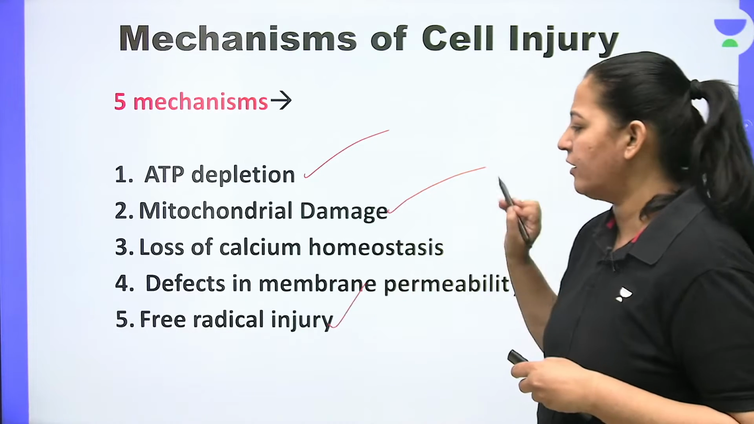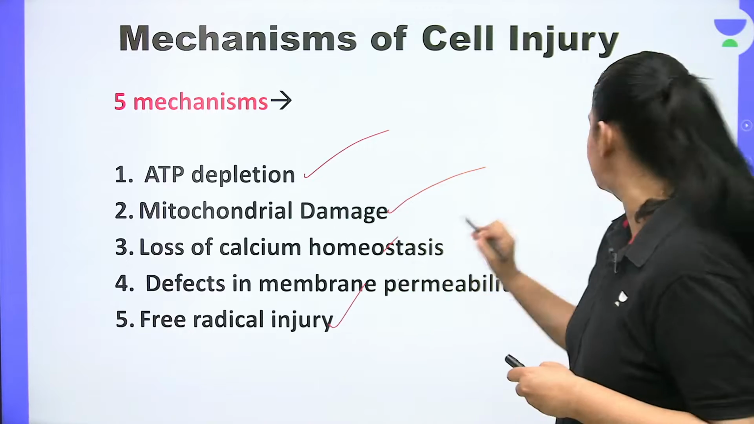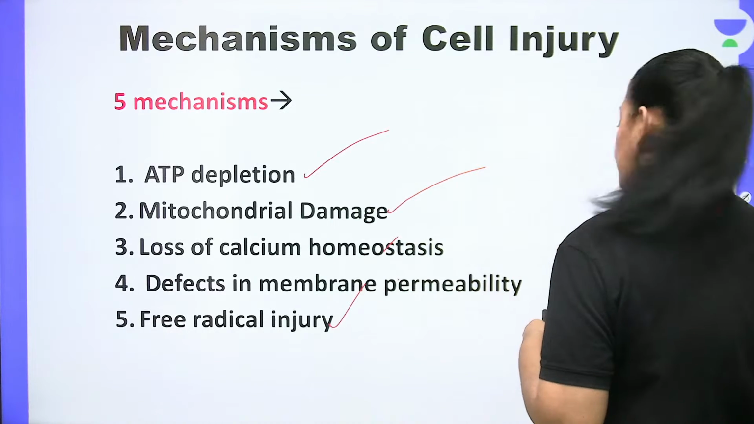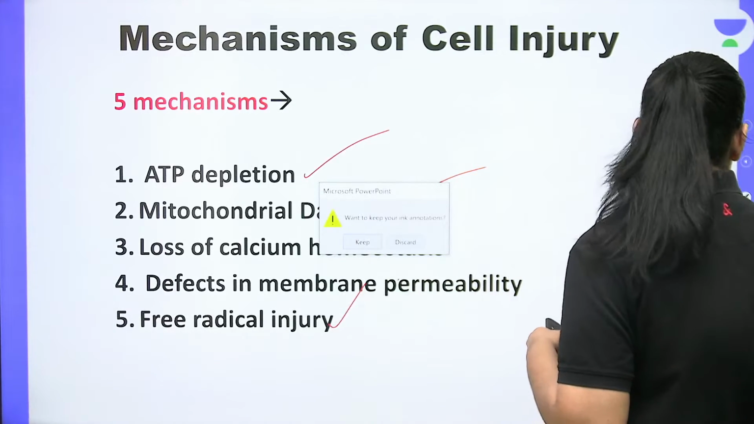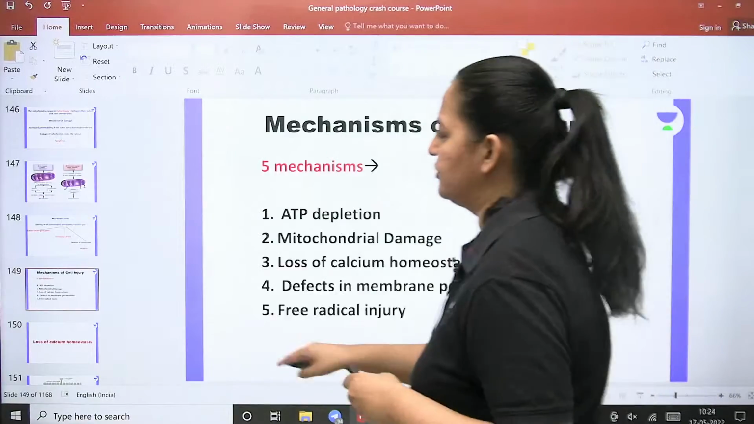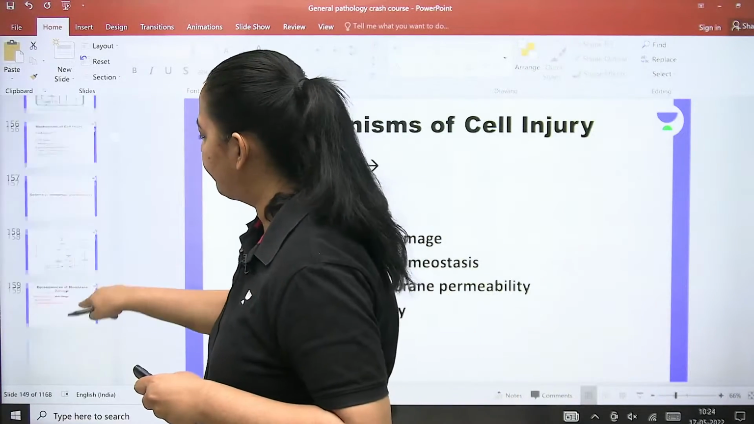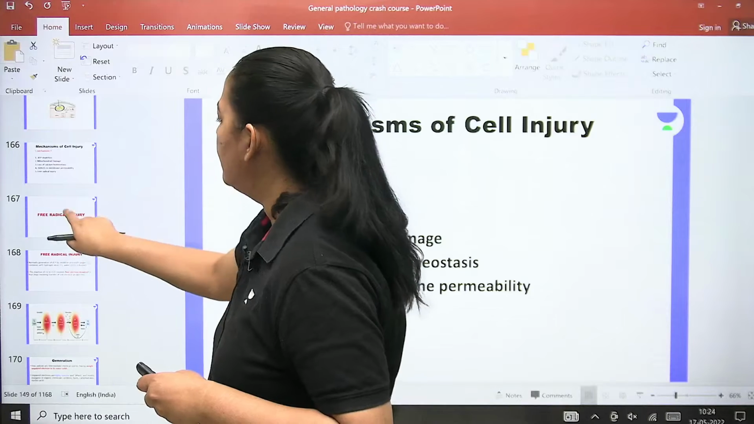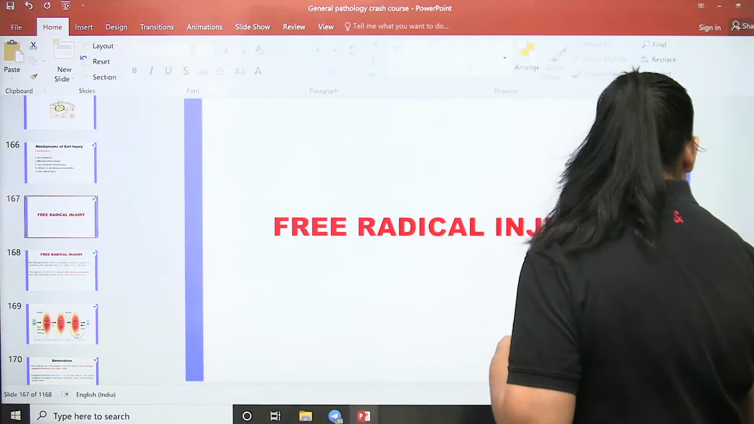And now I'm directly coming on free radical injury. These you can read by yourself, not very important for the exam. So I'm directly coming on because the time is less now. The fifth mechanism, the free radical injury.